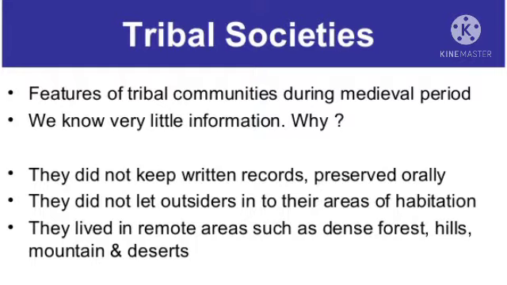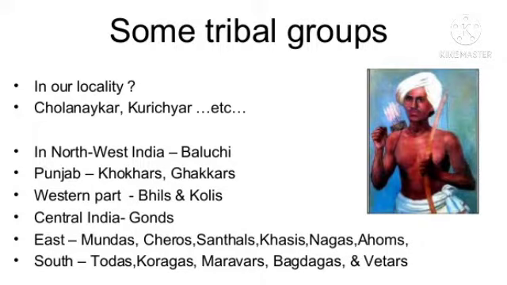There were a lot of important tribal communities such as the Khokhar and Gakkhar tribes of Punjab, the Langas and Arghuns of Multan and Sindh, the Balochs of the Northwest, Gaddis of Himachal, the Nagas and Ahom of the Northeast, the Cheros of Bihar and Jharkhand, the Mundas and Santals of Bihar, Odisha and Bengal, the Gonds in Chhattisgarh and Madhya Pradesh. And there were lots of other important tribes of the Indian subcontinent.